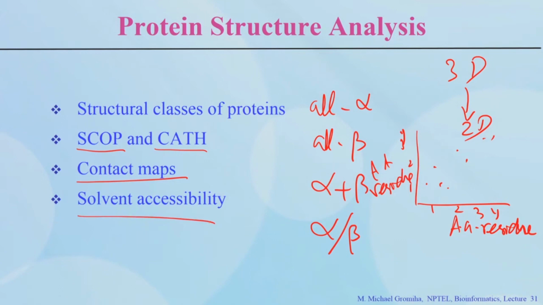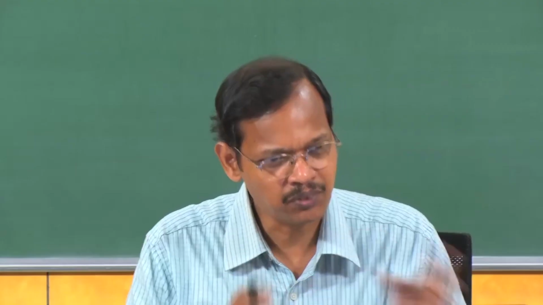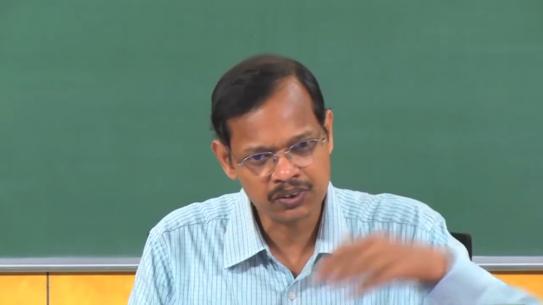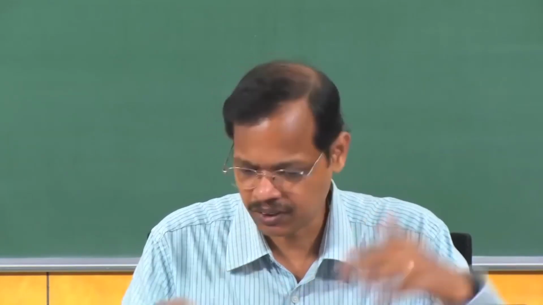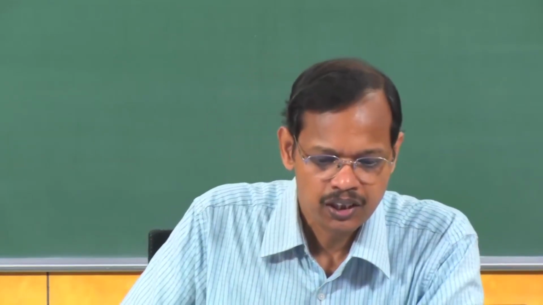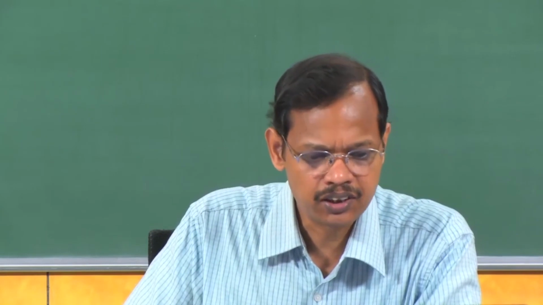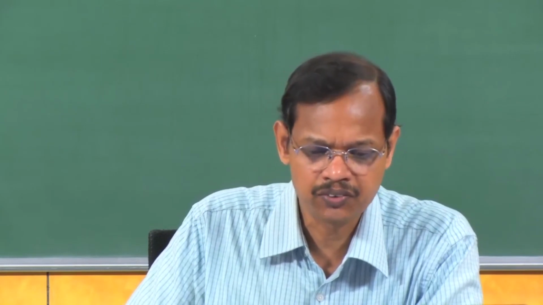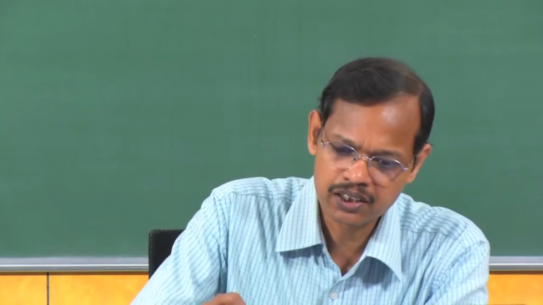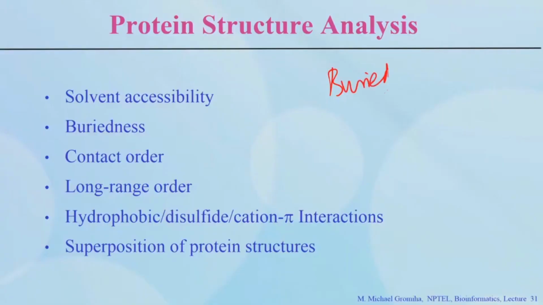How much each residue in a protein molecule is accessible to solvent? By rolling a water molecule of radius 1.4 angstrom, you can see how much is accessible to this particular solvent molecule. Then we classified them into different groups. We can see it is buried. What is the meaning of buried?